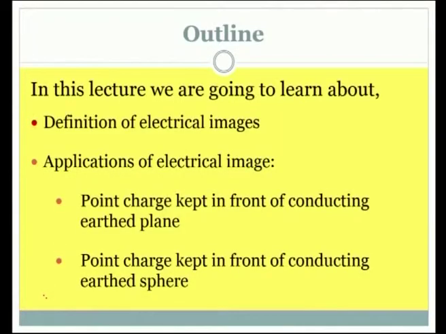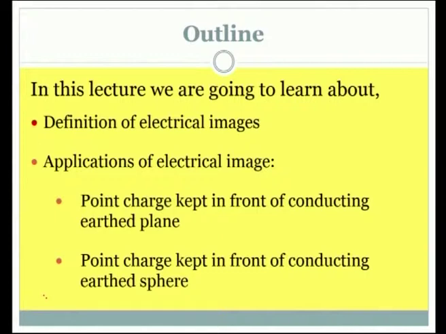Welcome to UGC lecture series in electricity and magnetism. We have been discussing the concepts related to electrostatics in this part of the lecture series. In today's lecture, we are going to learn a concept called electrical images. Before we start this lecture, let's see the session outline for today's lecture.